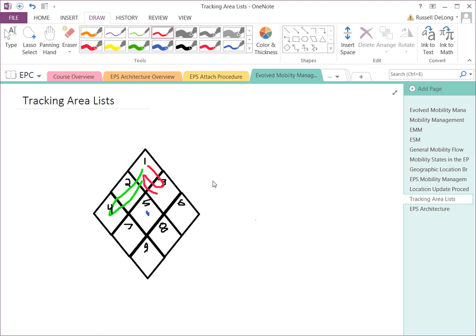I might do CS fallback as its own video separately, and a couple others, SRVCC and more. But anyway, I'm going to stop here. I hope you have at least a basic understanding from this of the evolved packet system's mobility management concept.